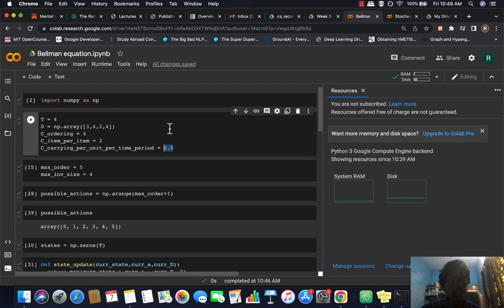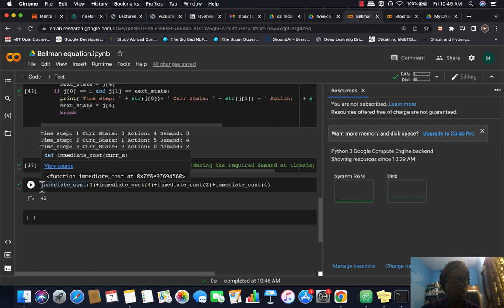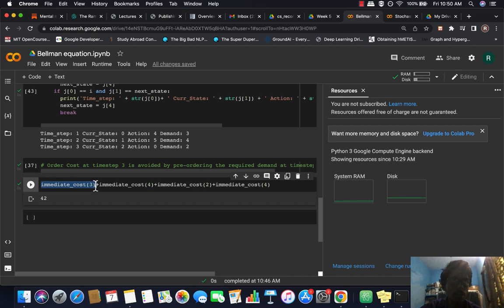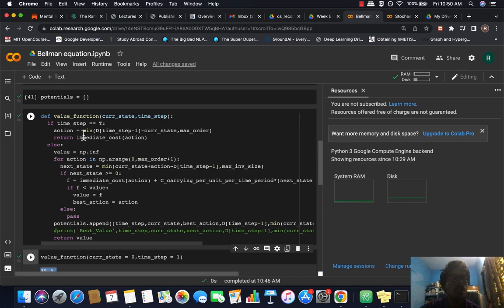Either meet the demand on the fly, or buy additional quantity before the demand has been realized and hold it till the time it needs to be settled off. With the on-the-fly strategy, you only have the immediate cost whenever you meet the demand: the immediate cost of the first demand, the second demand time step, third and fourth. So it's immediate cost 3, 4, 2 and 4. The value is 42, which is greater than the value we obtained, 39.5. So here we can see that optimizing the value function, or solving the Bellman equation, gives us the most optimal path.